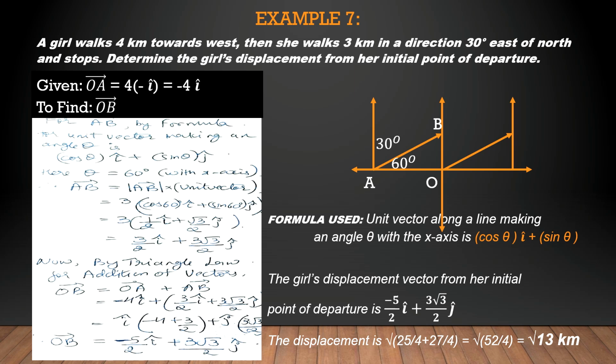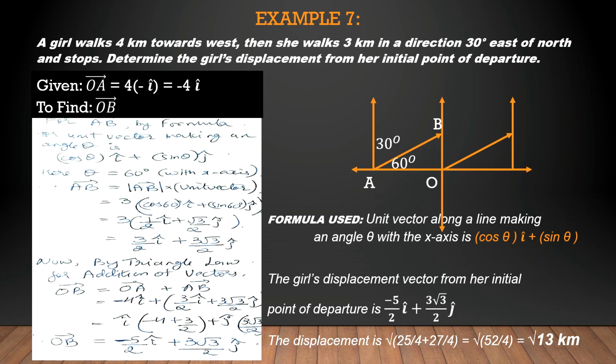Vector AB has magnitude 3. It is given that she walks 3 kilometers, so the magnitude of vector AB is 3. Another thing is the angle BAO will be 90 degrees minus 30 degrees, which is 60 degrees, because we want to evaluate the triangle BOA. The angle NAB is 30 degrees, hence the angle BAO will be 60 degrees.